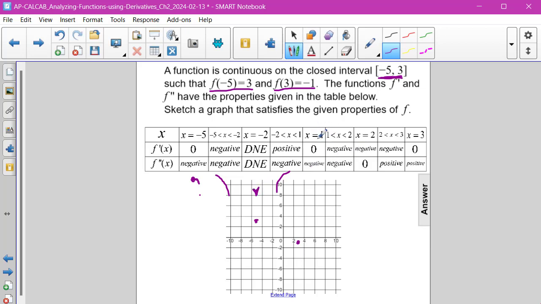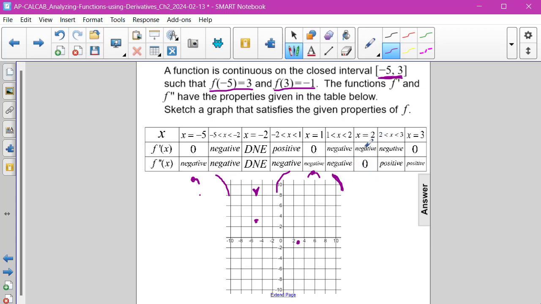Now if we look at x equals 1, we have a 0 first derivative and a negative second derivative. That means it's a relative maximum. So we have this point, and on this side it's going to look like this, and over on the right side it's going to look like this. And then from 1 to 2, our first derivative is negative, meaning it's decreasing, and our second derivative is negative, meaning it's concave down. So we're going to again have a similar path to what we drew over here.